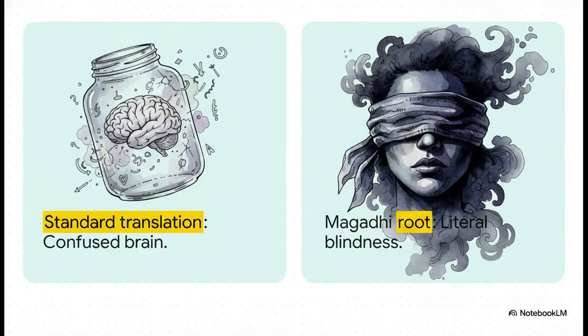But notice the massive contrast when we apply step 2, our Magadhi Niruti breakdown. In the ancient root, a means without, and vijjā relates to light or vision. So the root doesn't mean having a bad memory or failing a test. It literally means being plunged into pitch darkness. It is a literal physical blindness. The delta here is huge, right? We go from a simple cognitive error to a severe physical deprivation of light.